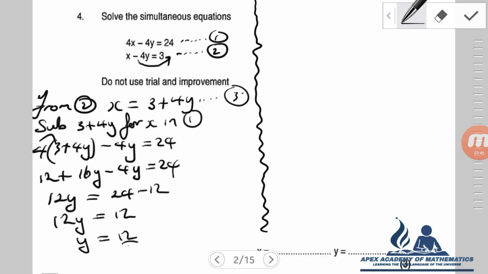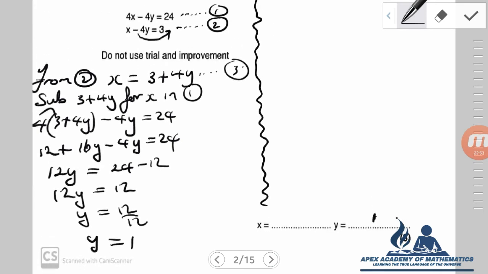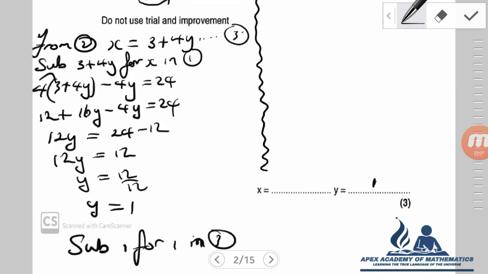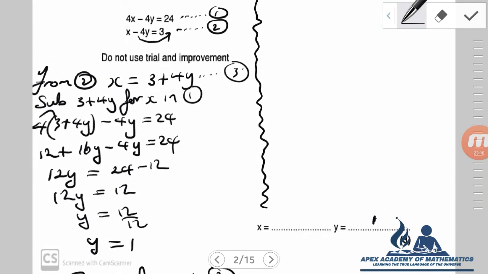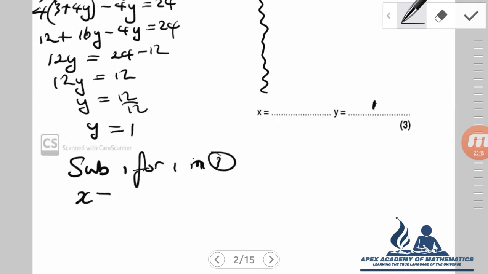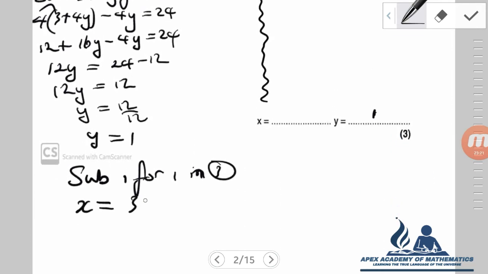So all we have to do now is simply sub 1 for y in equation 3. Why equation 3 and not equation 1 or 2? It works for equation 1 or 2, but it's easier to find it for equation 3 because x is already the subject. Okay, so we have x is equal to, let's see what equation 3 is, 3 plus 4y, so that is 3 plus 4 times 1, so that's x is equal to 3 plus 4, so x is equal to 7. All right, so that works out for that question.